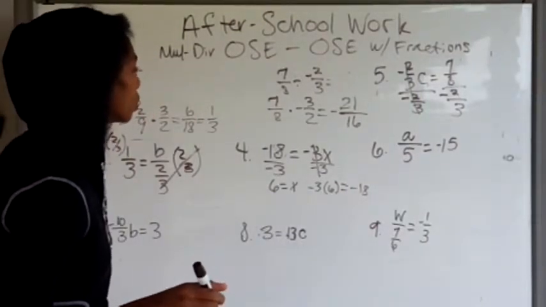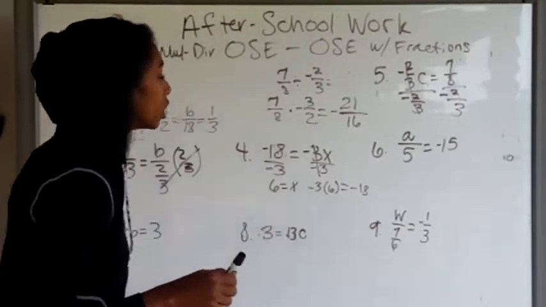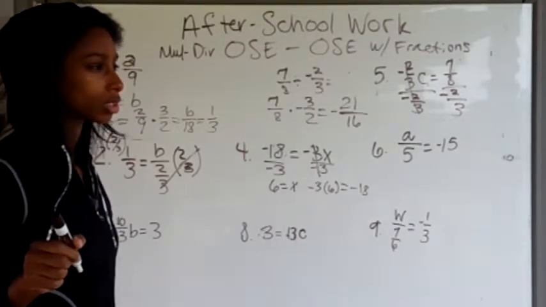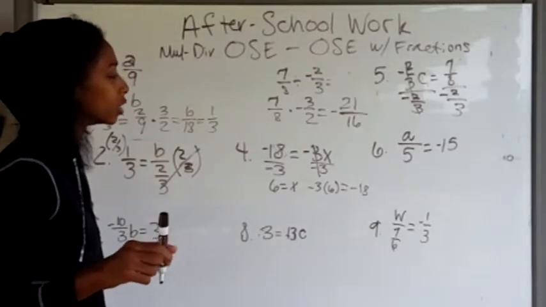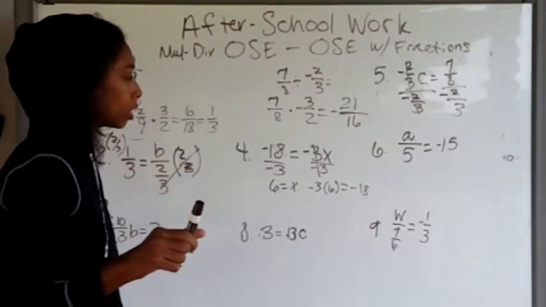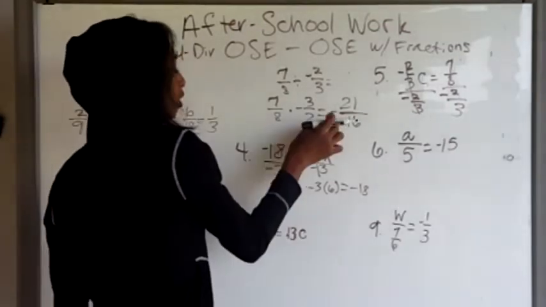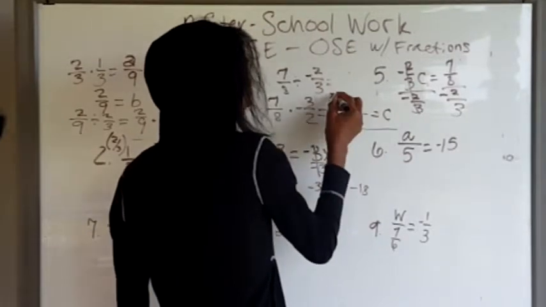Okay, so, what am I... Oh, 21 over 16. Does that reduce? I don't think it does. 21 over 16, yeah, it doesn't, because 8, no, 7, no, 4, no, 3, no. Alright, so negative 21 over 16 equals c.